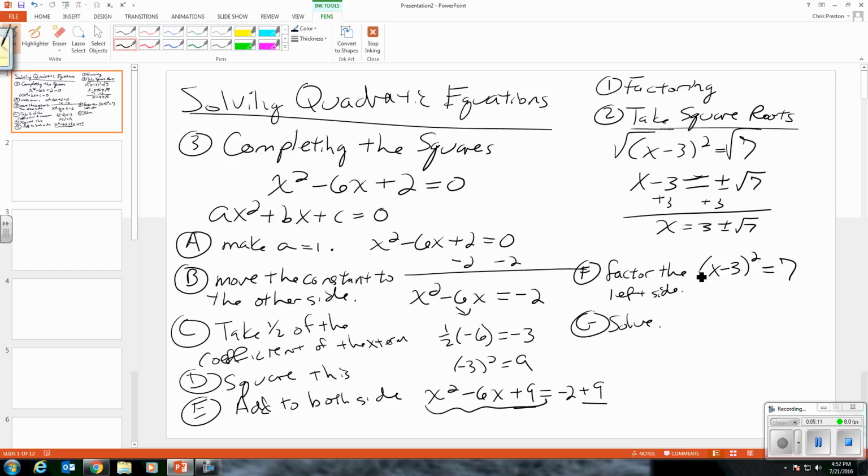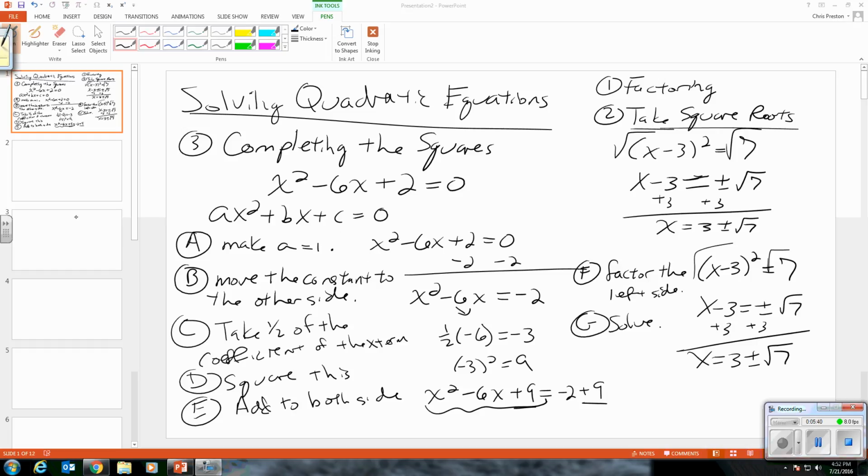So take the square roots of both sides, just like above: x minus 3 equals plus or minus square root of 7. Add 3, so x equals 3 plus or minus square root of 7. So that's how you would complete the square on that problem. If you started with something like x squared minus 6x equals 0 and wanted to do it the square root way, you'd have to make it a square before you could take the square root.